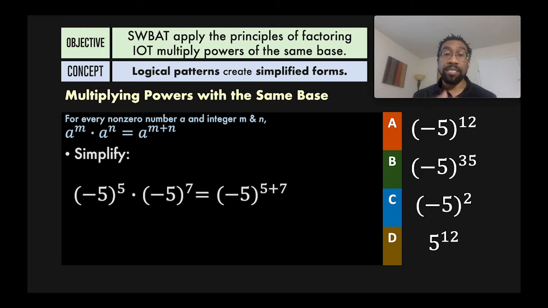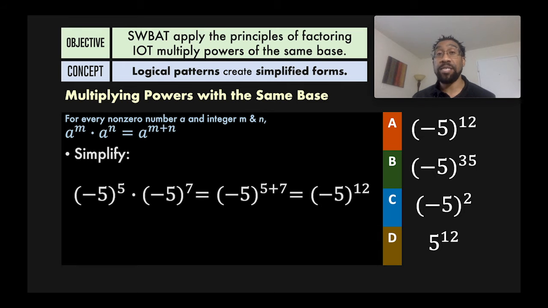So I rewrite my answer as negative 5 quantity to the 5th plus 7 power. 5 plus 7 is going to give me 12. But hold up. So I have negative 5 quantity to the 12th power. Well, you're not done, because if you happen to be taking a standardized test, your answer may not end like this. You may have to simplify even further.